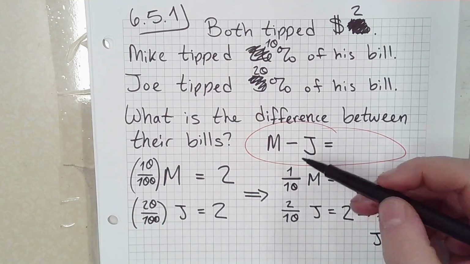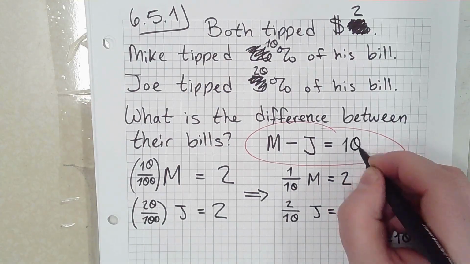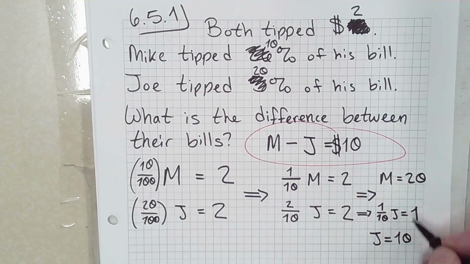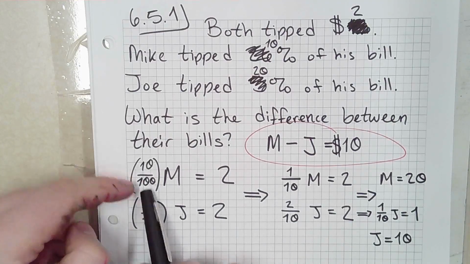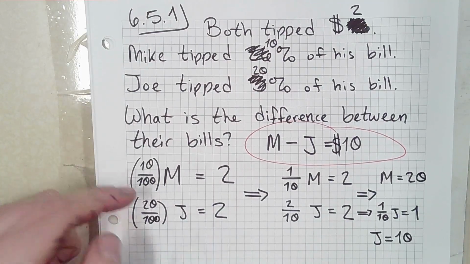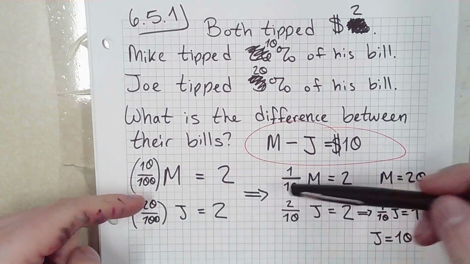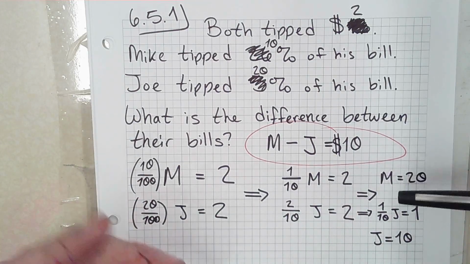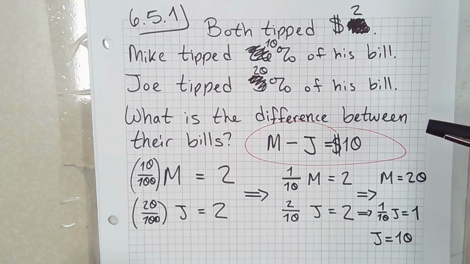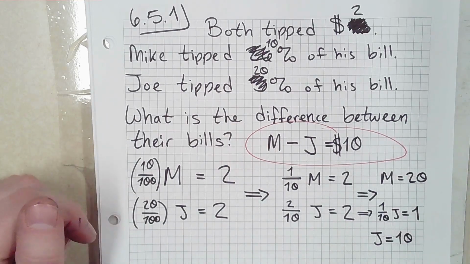So what is the difference between their bills? Also $10. $20 minus $10 will be $10. So what am I doing here? I'm setting it up. 10% of his bill was $2. 20% of his bill was $2. Then I'm just simplifying my fractions and then simplifying and solving for m and j. Once I've got that, I need their difference.